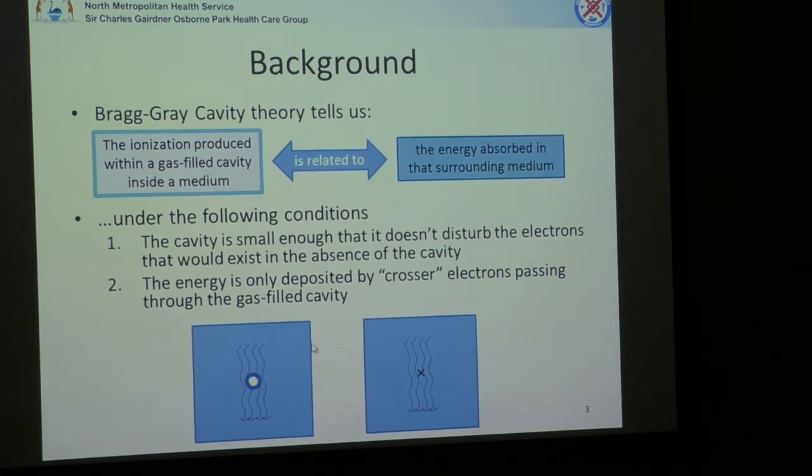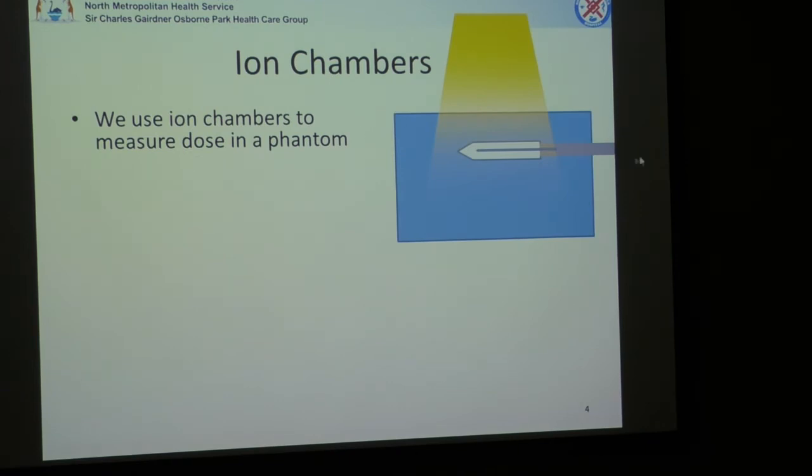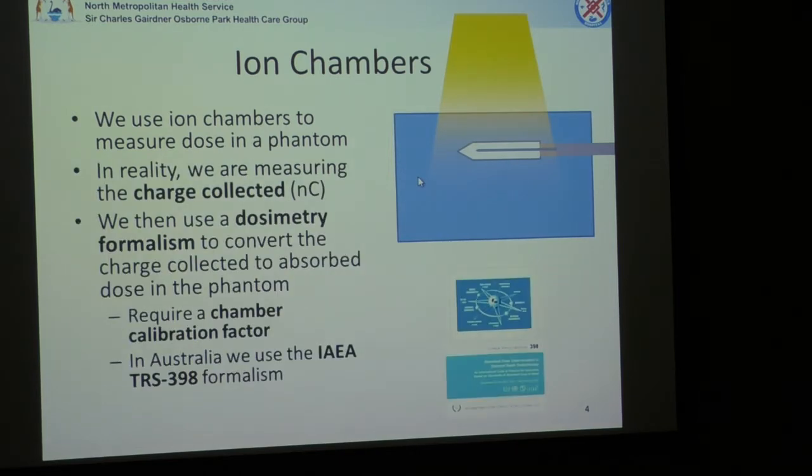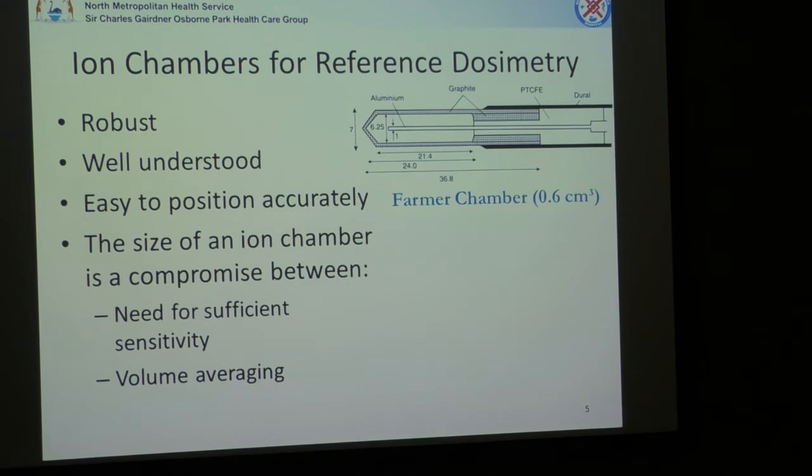Basically there are the main Bragg-Gray conditions, which you've probably learned about: the cavity should be small enough that it doesn't disturb these electrons, and the energy deposited here is only deposited by electrons which cross through the cavity. This looks more like a Farmer chamber, something we use clinically to measure dose. We're measuring the charge, and then we use a dosimetry formalism to convert that charge to the absorbed dose. What we use in Australia mainly is IAEA TRS-398. The most basic part of it is that you have a calibration factor to go from your charge to the dose in the reference conditions.